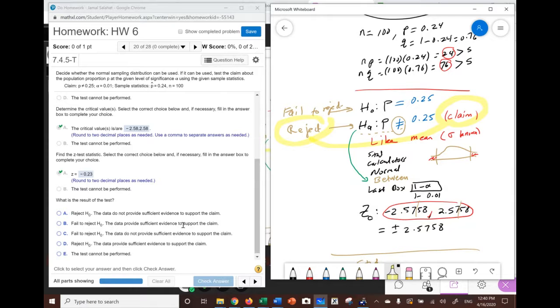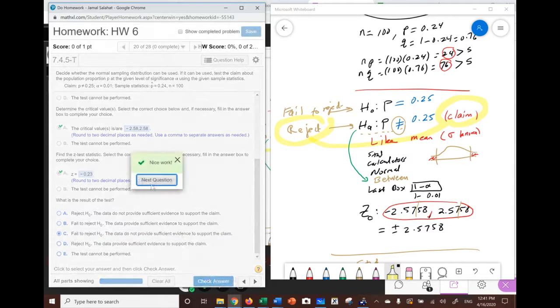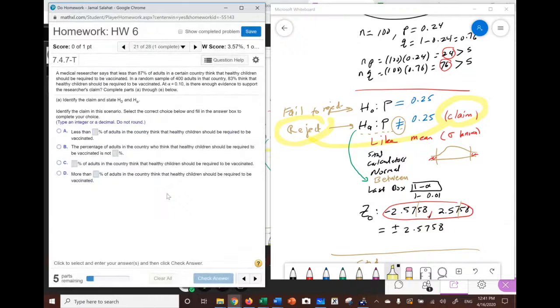The data provides sufficient evidence to support the claim, or the data does not provide sufficient evidence to support the claim. Notice that the data does not provide enough evidence to support. That's the reason why we are rejecting, because if the data provides enough evidence to support, then we'll support the claim. So it's not B, it's C, because in C we are saying we do not provide sufficient evidence to support. Again, it's equivalent to reject. So let's check the answer. And that's the correct answer.